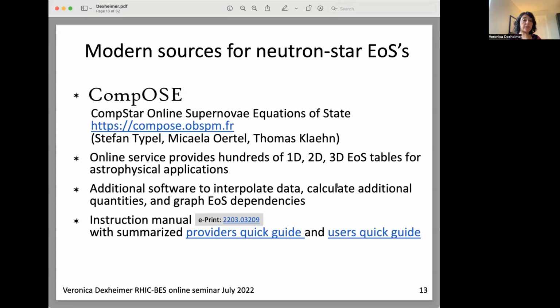And this kind of repository is useful because if people want to make some sort of comparative analysis, they can get a bunch at once, or they can just use their favorite, or they can use equations that fulfill certain constraints. So the instruction manual, we put in an archive recently to make it more easily accessible. And also for the lazy people, we also made a very quick guide because the instruction manual is big. A very short guide for providers that want to offer an equation of state, and for users that want to use any of the equations of state there. This is just a couple of pages each.